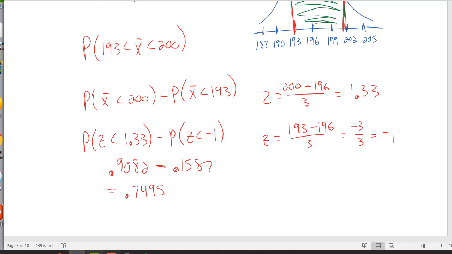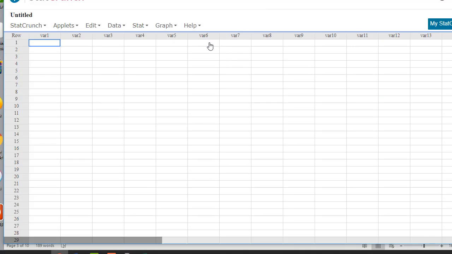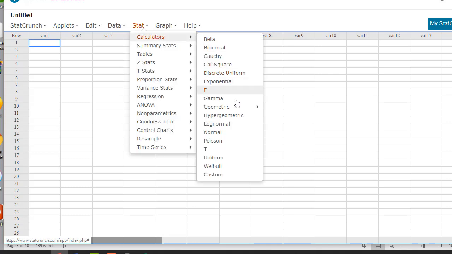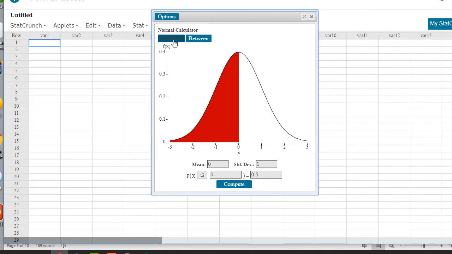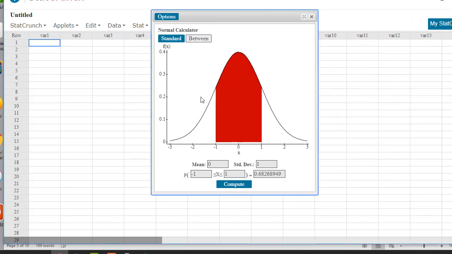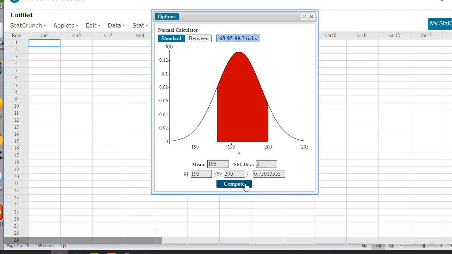If I'm using something like StatCrunch, a particular publisher type of tool, just like we talked about in the prior video, I'm going to go to Stat, Calculator, and I have a normal calculator. Once I bring that up, I want to go to the between feature, and my mean was 196, my standard deviation was 3, and I'm looking between 193 and 200. So there's 0.7501, again, technology being a little more accurate.